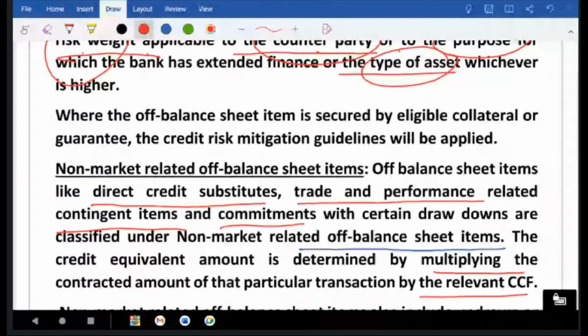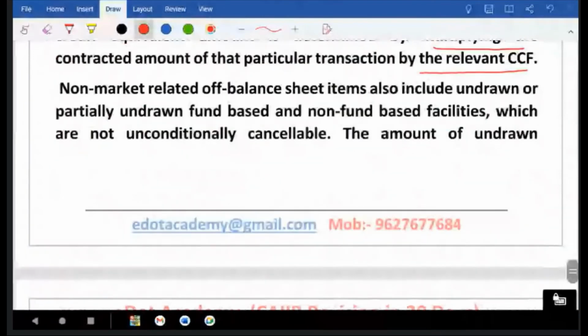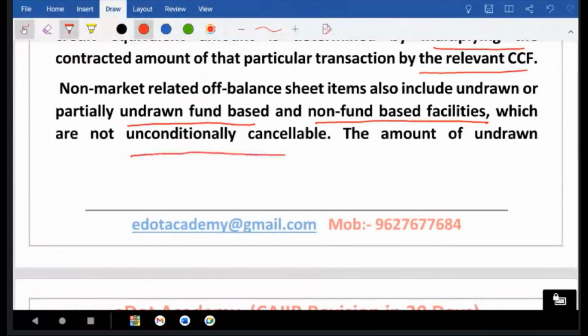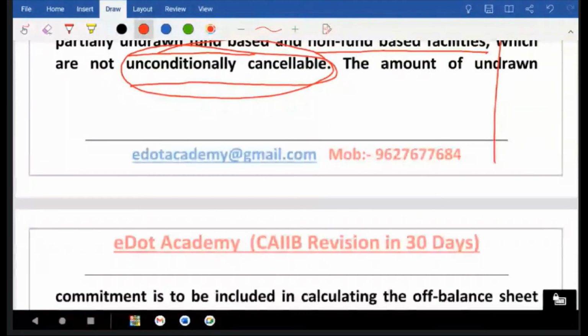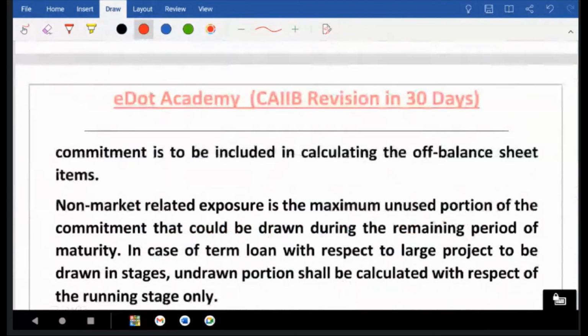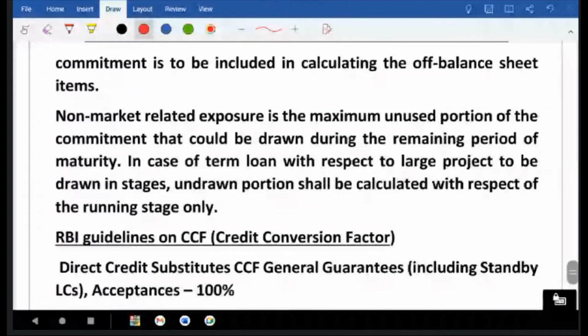Non-market related off-balance sheet items also include undrawn or partially undrawn fund-based and non-fund-based facilities, which are not unconditionally cancelable. That means you cannot cancel. The amount of undrawn commitment is to be included in the calculation of off-balance sheet items. Non-market related exposure is the maximum unused portion of the commitment that could be drawn during the remaining period of maturity. In case of a term loan with respect to a large project to be drawn in stages, the undrawn portion shall be calculated with respect to the running stage only. So we'll see the example here to understand.